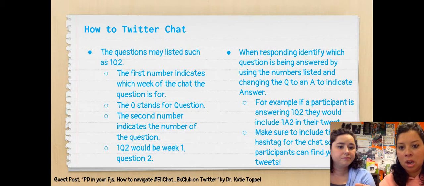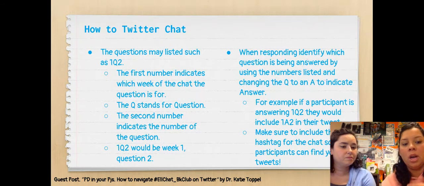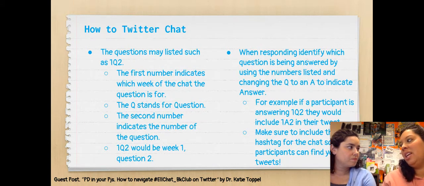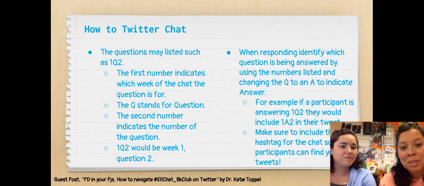The weeks are used for slow chat. The slow chats, because they're longer, right? So week 1, week 2, etc. And when you're responding to these questions, you just change the Q to an A because you're answering. So if a participant is answering 1Q2, then they would include 1A2 in their tweet. And you want to make sure as well that at the end of your answer, which I know is sometimes difficult, but now that we have 280 characters, it's a little bit easier to remember to include the hashtag, because we can't find what you've said if the hashtag isn't included.